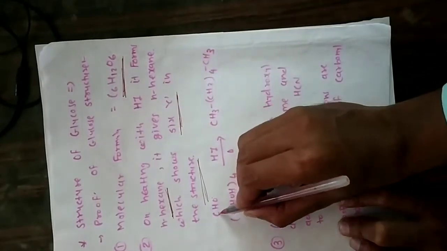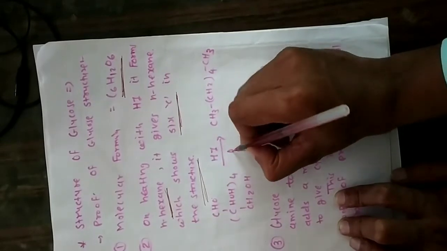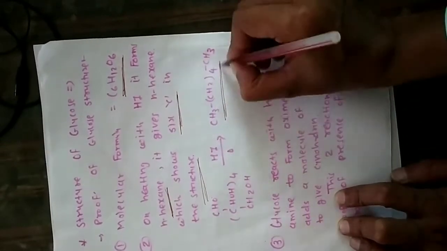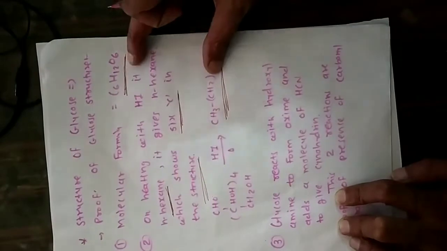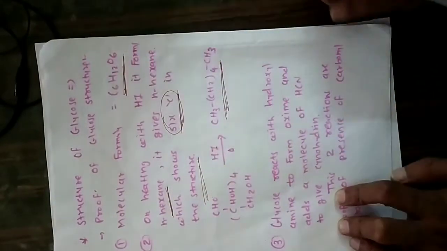You can see this is the structure of glucose. When it reacts with HI on heating, it gives normal hexane. So this is the proof of the presence of 6 carbons in the structure of glucose.